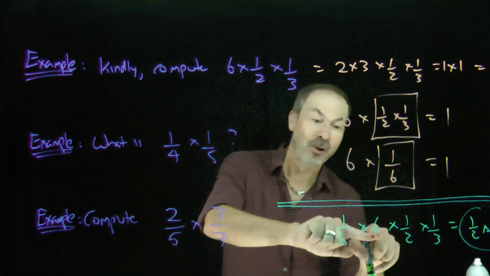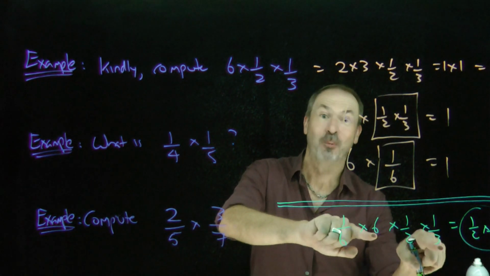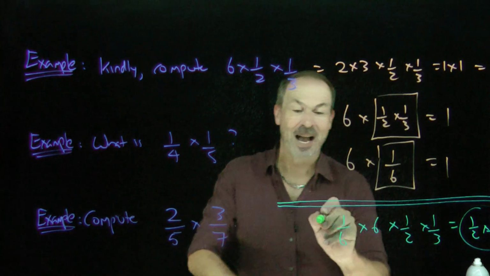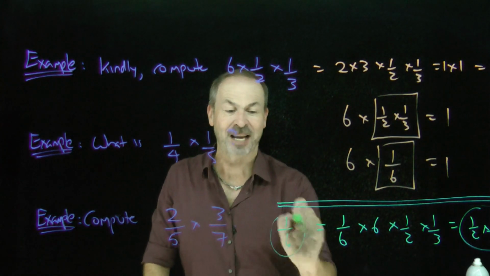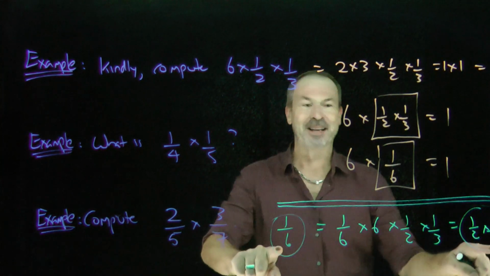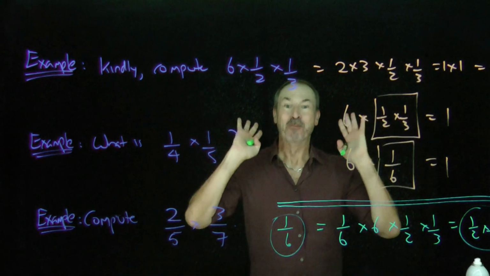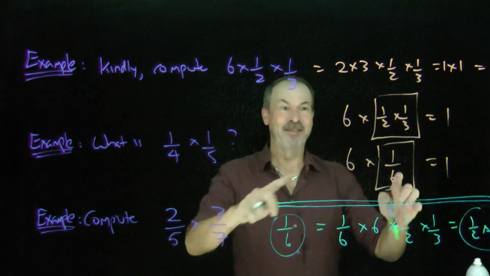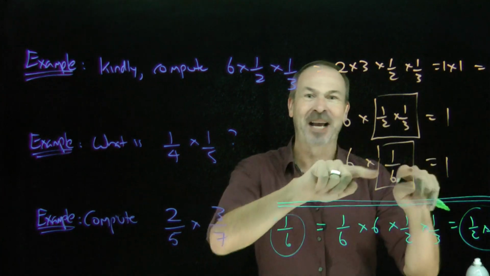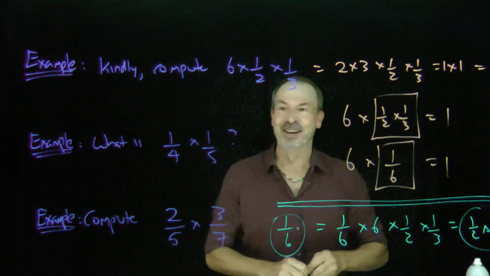Or I could say, oh no, it's really a sixth times 6 times a half times a third, and I know 6 times a half times a third is 1. So it's a sixth times 1, which is just a sixth. There it is. Yes, these two numbers that fill in the blank are identical. Beautiful. I've now proved that 1/2 times 1/3 is actually 1/6.